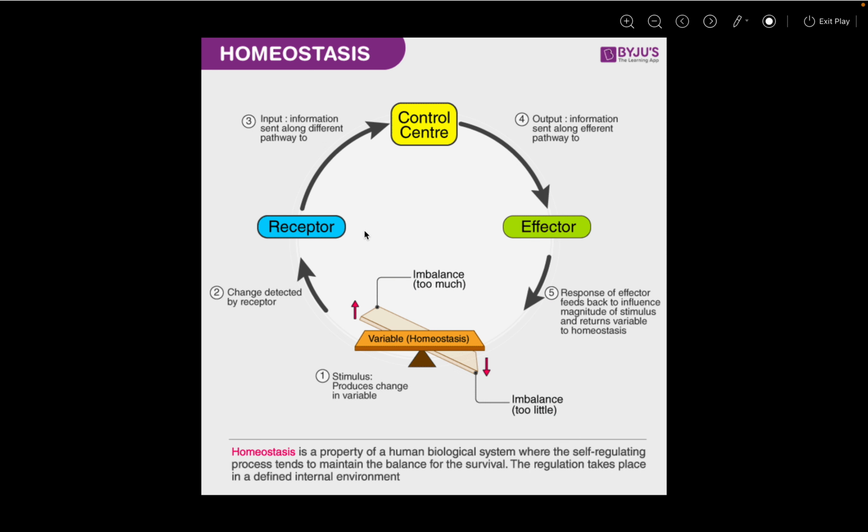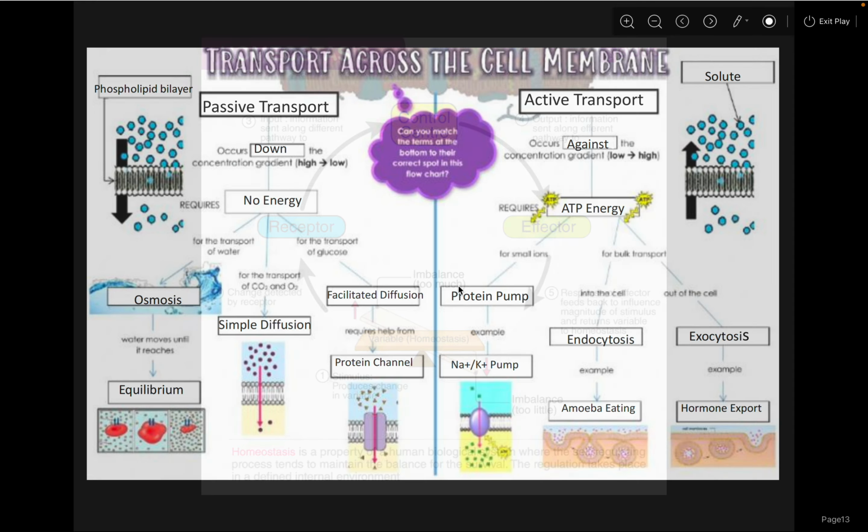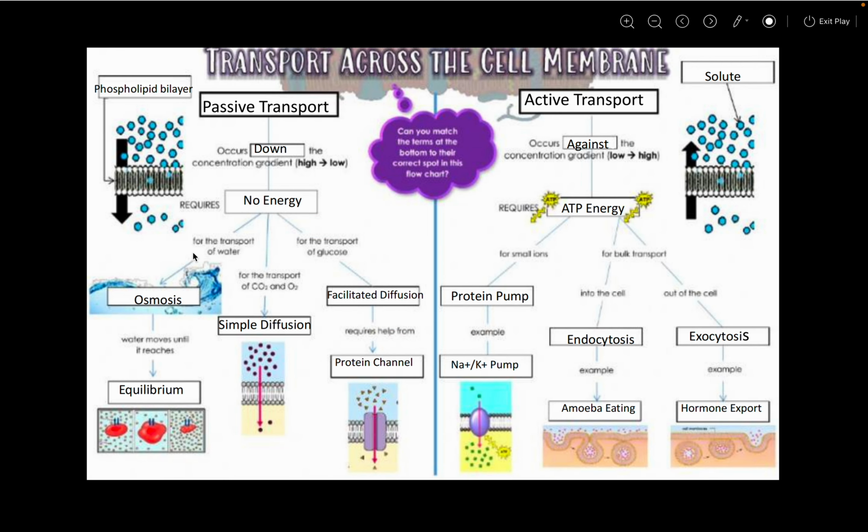This is just the general process of how homeostasis is being maintained in the body of all living things that you might want to go through. We have the receptor, control center, and effector. For this concept map that you needed to answer, let's try to figure this out. Can you match the terms at the bottom to their correct spot in the flow chart or concept map?